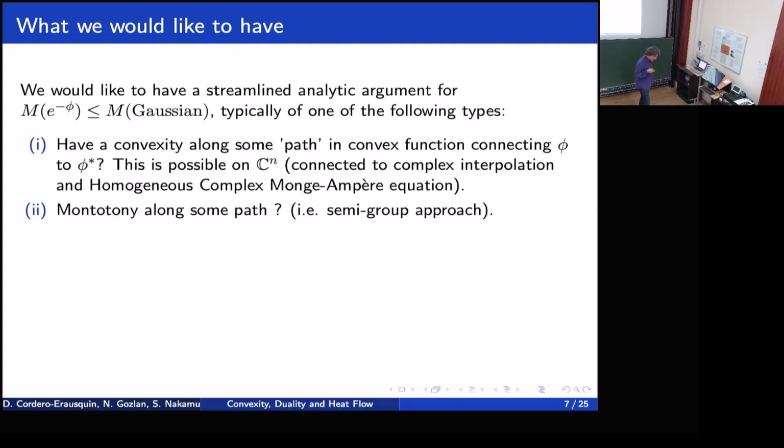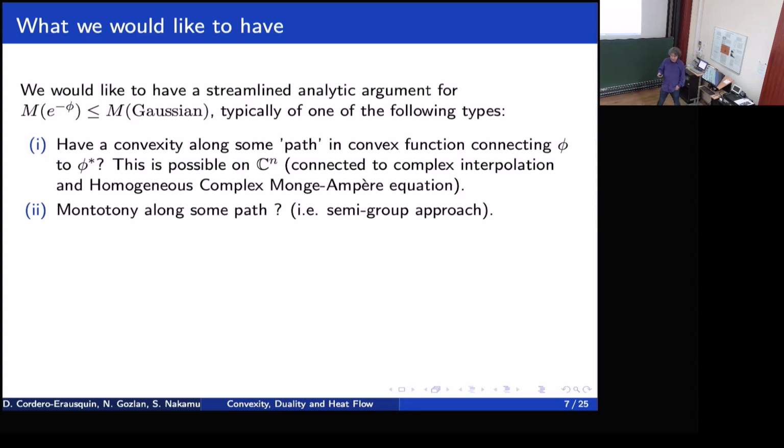And this is actually possible if you are, say, on C^n, if you have a complex structure, you can do something like that. Actually, it works. And this is connected to complex interpolation, or to the homogeneous complex Monge-Ampère equation, which in this context is the same. So this is very nice, but I don't know how to make it work without this complex structure, this complex Monge-Ampère equation. So I think this is a very nice question. I would like, if you have some insight on this. It seems natural that there should be something in this direction.